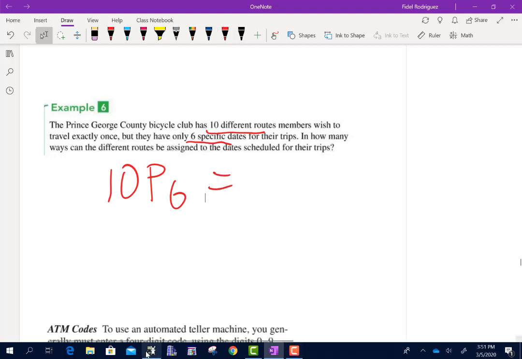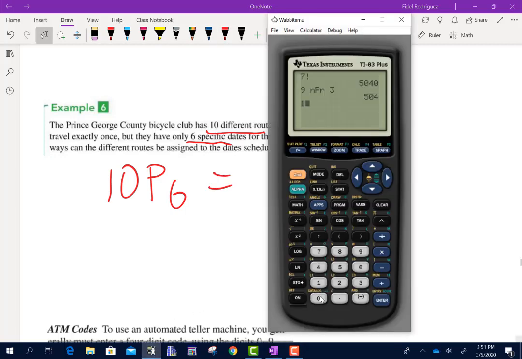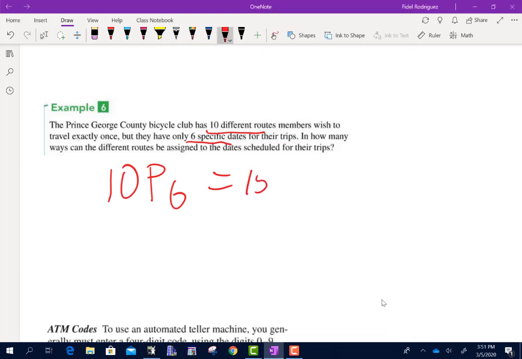So again, I'm going to do this one more time on my calculator. I'm going to go 10, then I'm going to hit math. Instead of having to hit this right arrow 4 times, I can hit it once to the left. There we go. And then down, NPR. We're going to select 6 of them. And so I'm coming up with 151,200. 151,200.